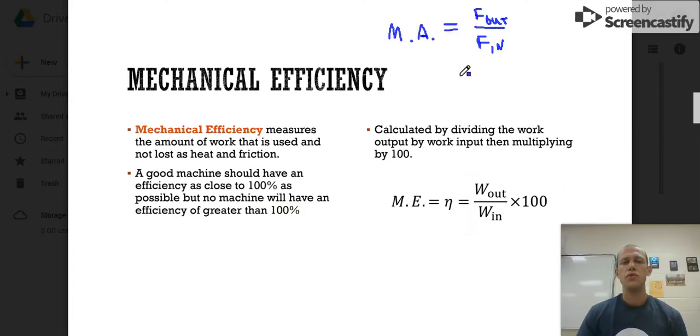Now we move on to efficiency, or mechanical efficiency. We were dealing with mechanical advantage. Now we're talking about efficiency. So efficiency measures the amount of work that is used and not lost as heat or friction. So a good machine should have an efficiency as close to 100% as possible. But unfortunately, no machine will have an efficiency of 100%. It will never be greater than that. Our goal is always to get a machine that's 100% efficient. All the energy we put in, it gives out that same amount of energy.